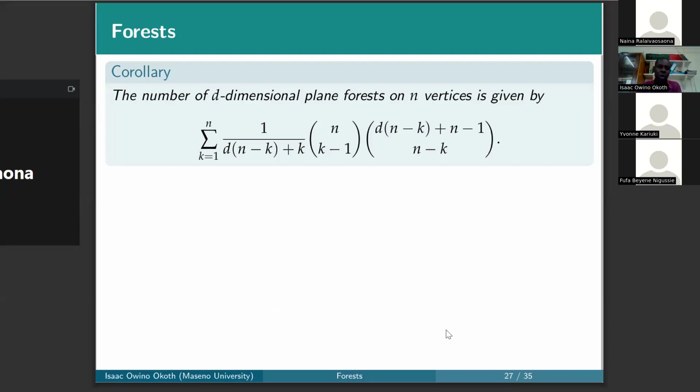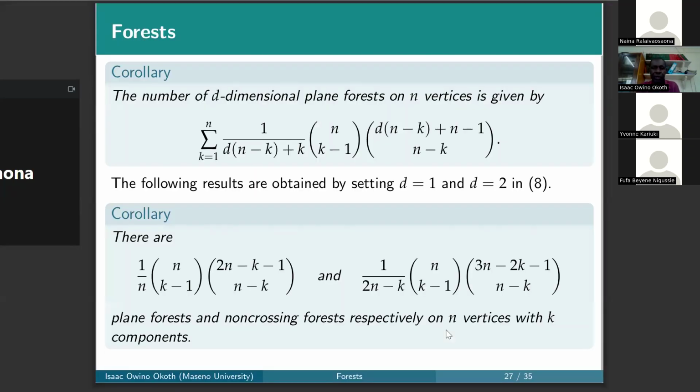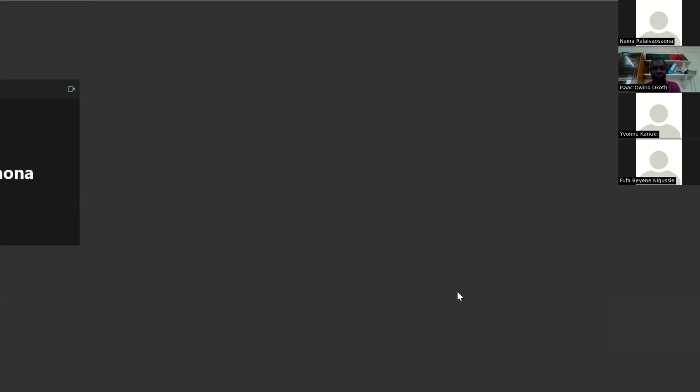by taking the sum over all the components. You sum the formula over the components. Then we obtain the number of forests, plane forests, and plane crossing trees by setting d equals 1 and d equals 2 in the formula we just obtained. So we find them. These are results that have been obtained before.